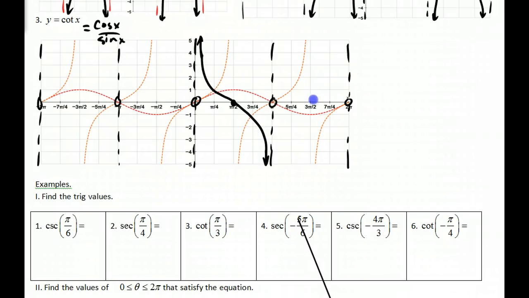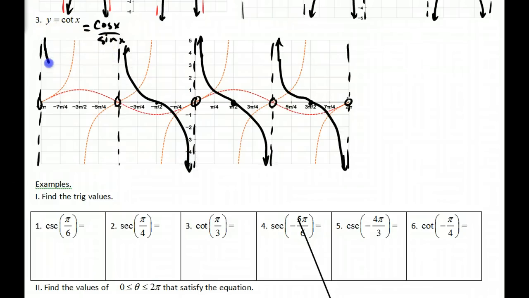How's it going to look over here? Well, it's going to be exactly the same. If I take the reciprocal of this, I have the vertical asymptote behavior there, and I'm going to end up with a 0 in there because the cosine is 0 at 3 pi over 2. Then I'm going to come down and look like that. And I think you can figure out this pattern now. So this is what the cotangent is.